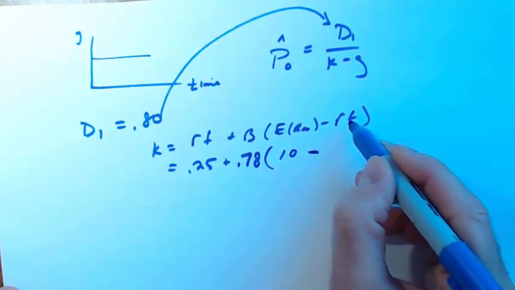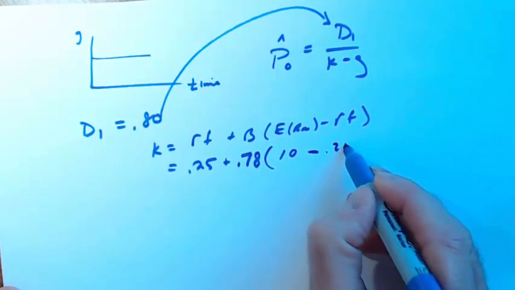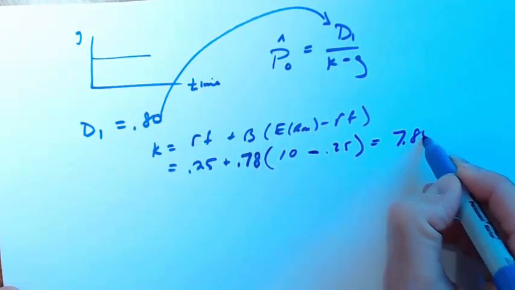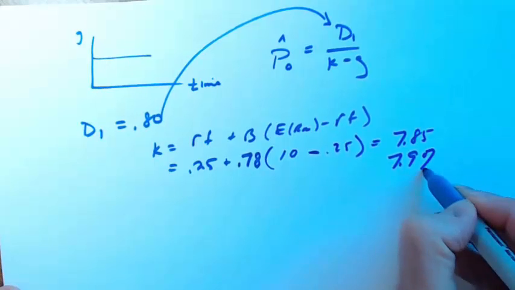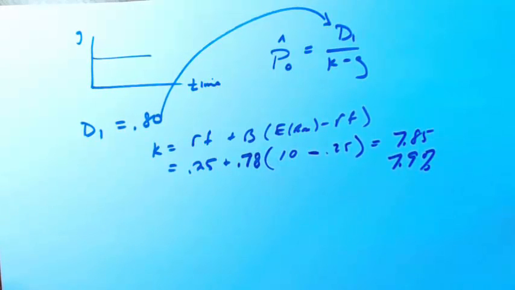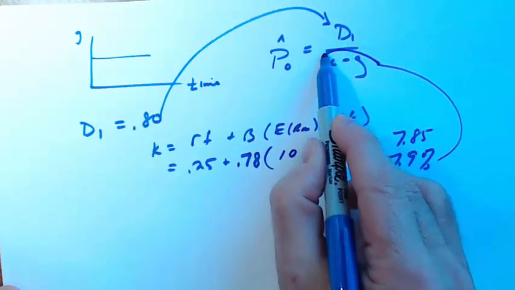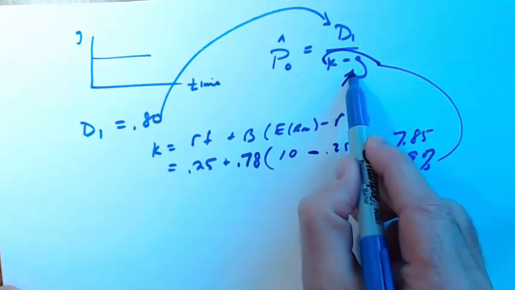Now, the risk-free rate is, again, 0.25. And so we do this calculation. We come up with 7.85, or about 7.9%. That's what I'm going to round it to. So that's K. Now let's do G.